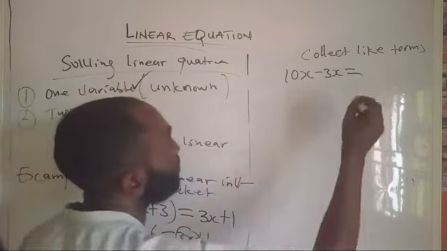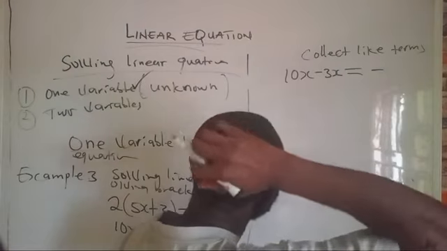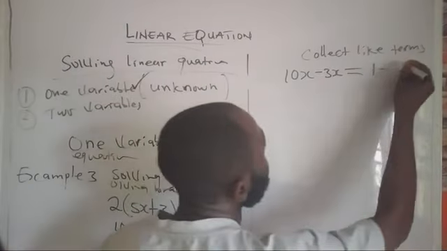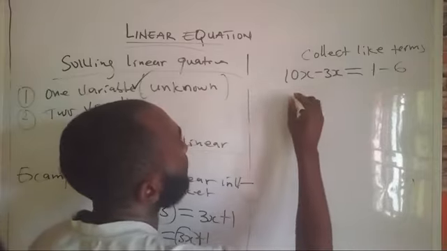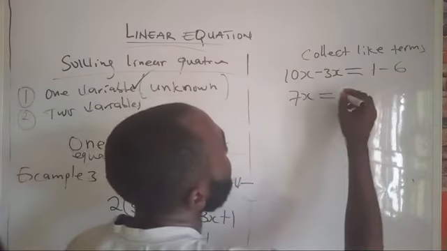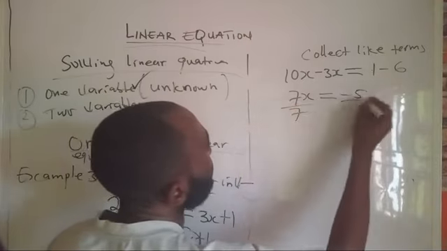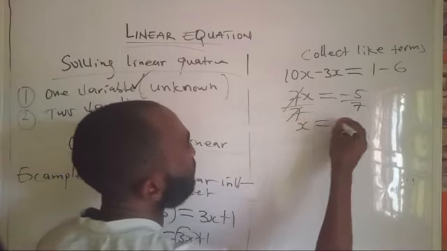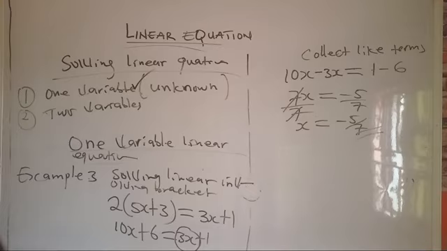So we take 6 to the other side, that will give us minus 6. So 10x minus 3x gives us 7x, and this is the same thing as 1 minus 6, which gives us minus 5. We divide both sides by 7, so 7 into 7 one time, x is equal to minus 5 all over 7. That's our answer.